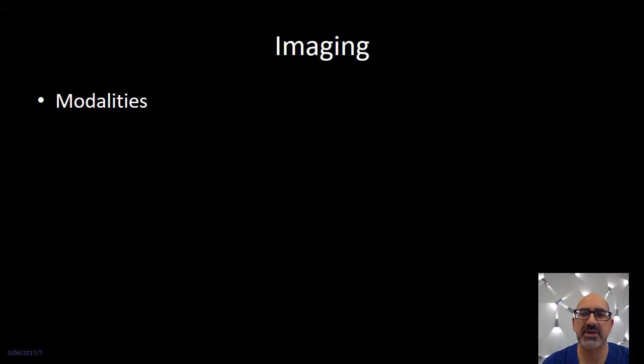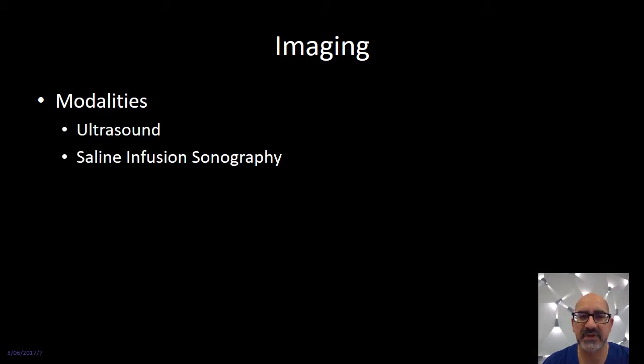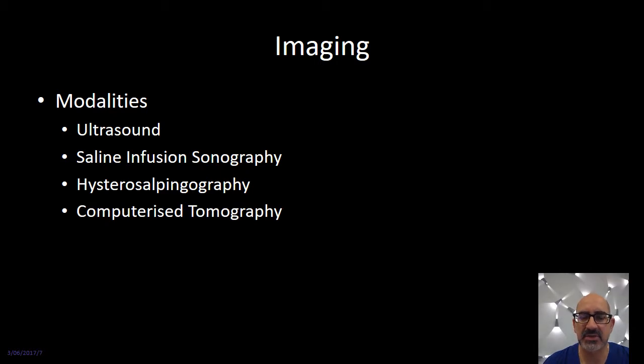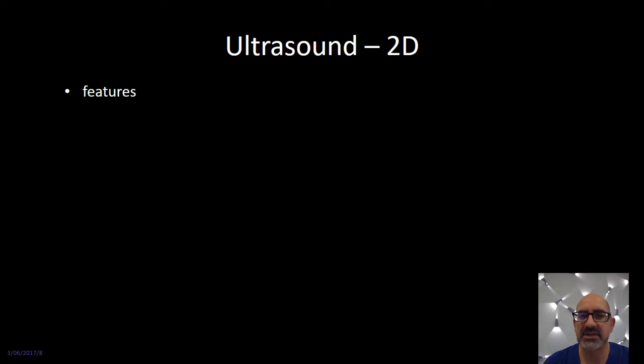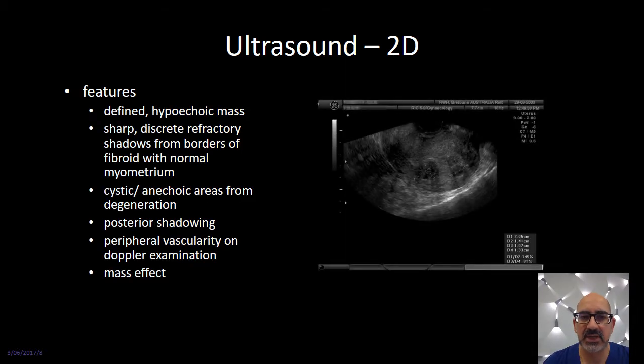When we're talking about imaging, there are a number of modalities, and we're going to talk briefly about ultrasound, saline infusion sonography, hysterosalpingography, computerized tomography, and MRI. So 2D ultrasound is the most easily available form of imaging. It is a defined hypoechoic mass with sharp, discrete refractory shadows. Cystic anechoic areas of degeneration may be variable, and there's this classical posterior shadowing. It also demonstrates a mass effect. So ultrasound is an excellent way of imaging.